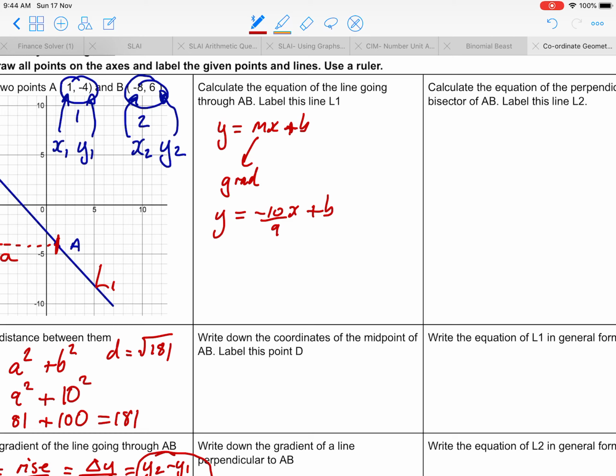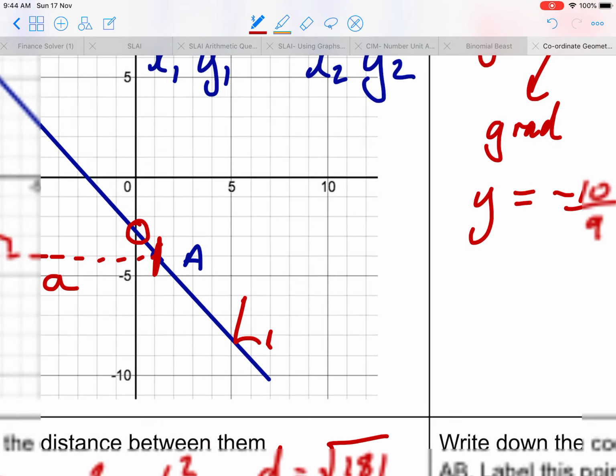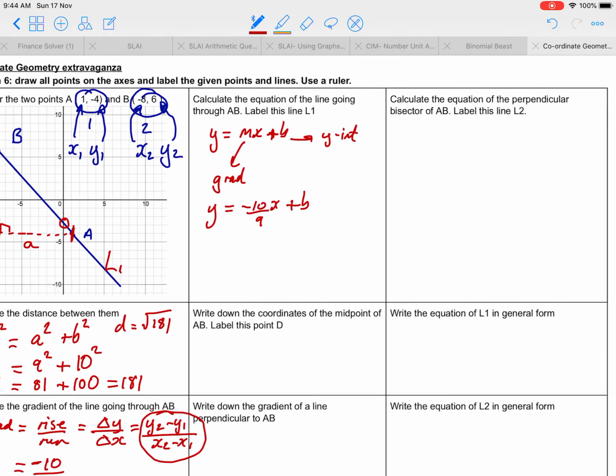Okay. Now to find b, b is the y-intercept, as you know. But this is where we'll be careful, because the y-intercept here, can you see, I'm not sure if that's an exact whole number or not. So when we're reading off from the y-axis, you've got to be very careful. So I'm going to do this in a different way. I'm going to do it with our numbers.